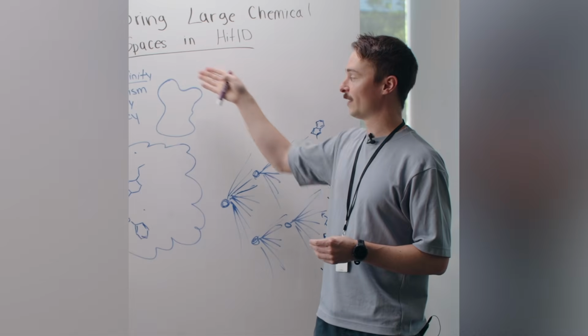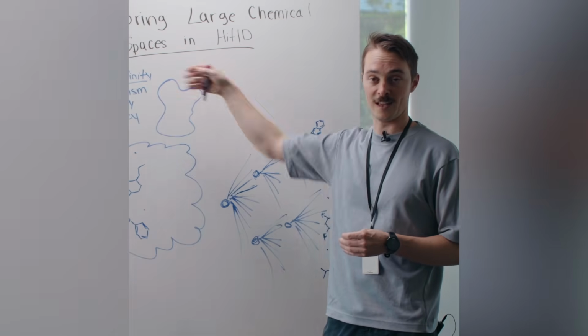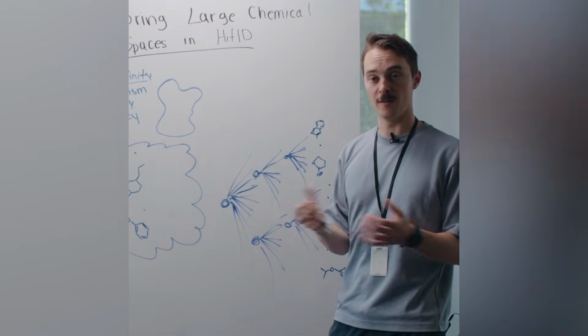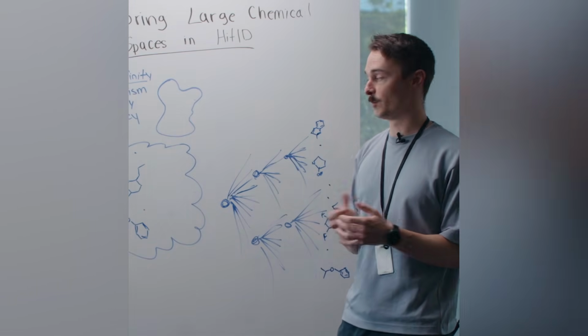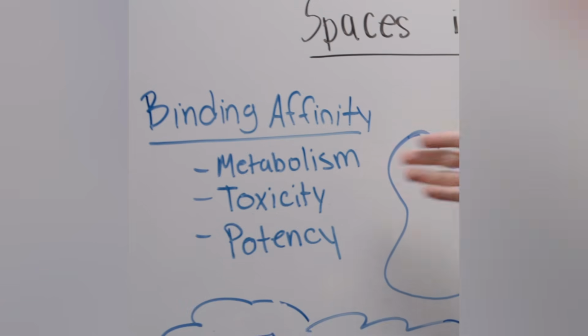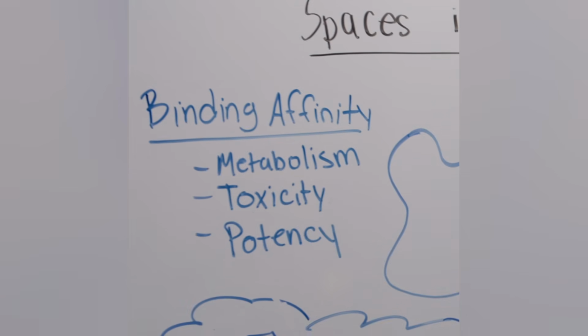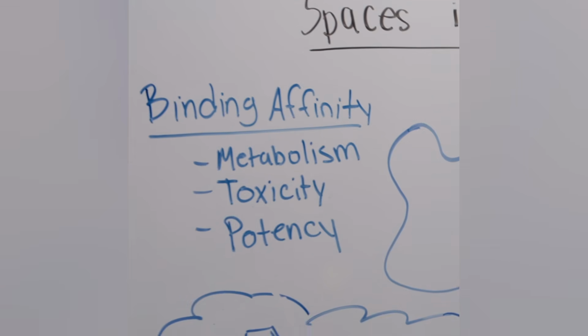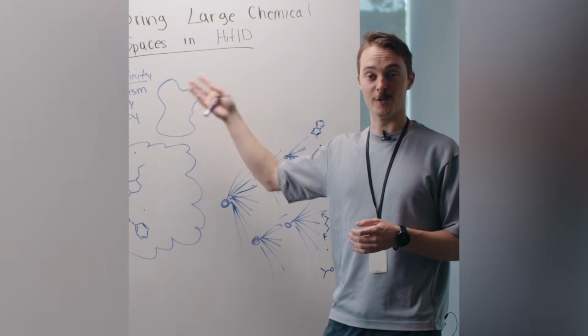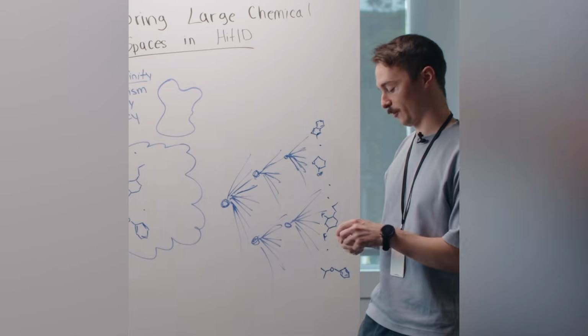So if our molecule binds too strongly to some certain enzymes in the body, it might get broken down and released from the system too quickly. If it binds to proteins that it shouldn't be binding to, we can have toxicity and side effects. But of course, we want our molecule to bind very strongly to the target that we're going after.